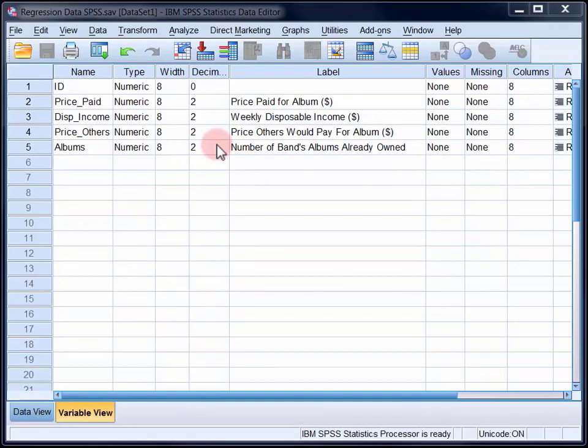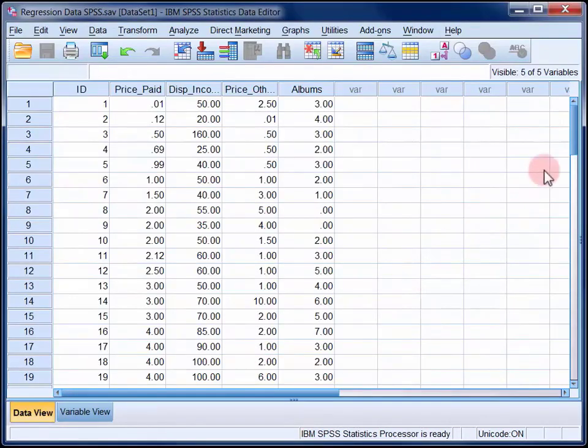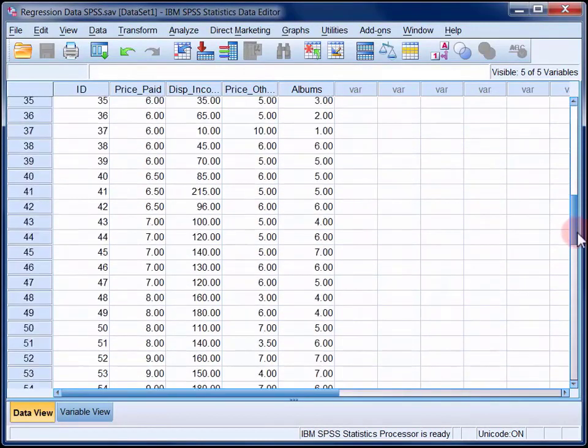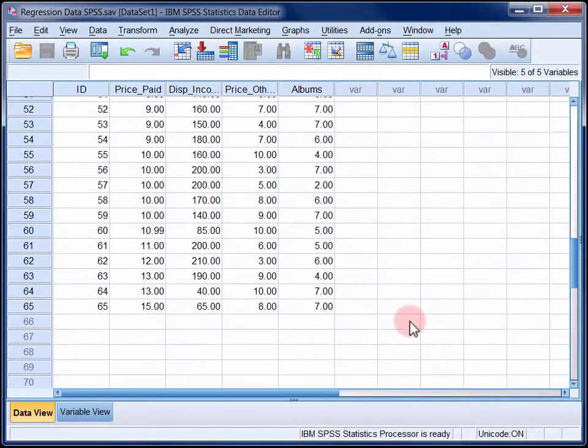So on the first block, we'll enter disposable income and price that others would pay. And then on the second block, we'll enter the number of previous albums owned. And this will allow us to determine whether or not the number of previous albums owned can account for incremental variance in price paid beyond that already accounted for by disposable income and estimates of what others would pay. Now you can see in the data view that in total we have data from 65 participants.